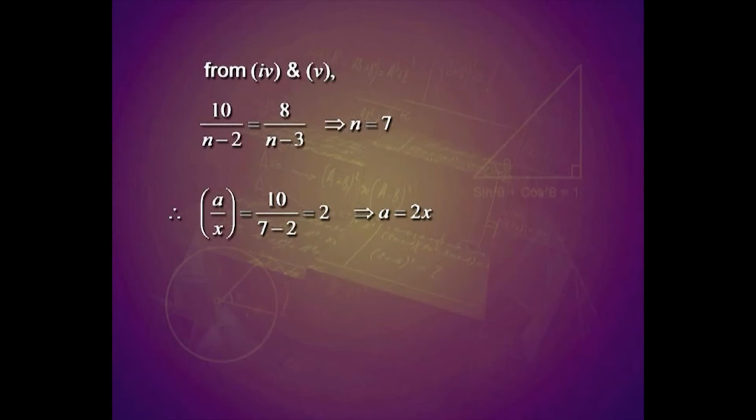Once I know that n is 7, I get a condition between a and x. So, a is 2 times x. So, I have the value of n, I have a condition which relates a with x, but I have to find both x and a as well. So, what can one do? Go back and see what the condition to start with was.